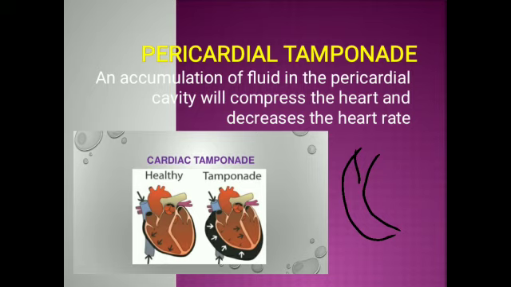You can see in the figure, see the healthy and the normal and the tamponade. So what will happen? The accumulation of the fluid will compress the heart and decrease the heart rate, okay. So this is called a pericardial tamponade.